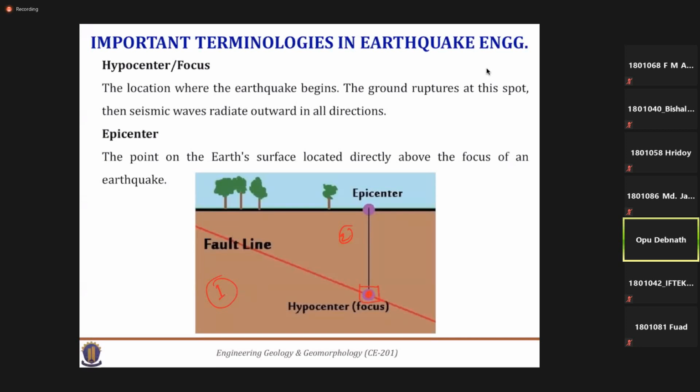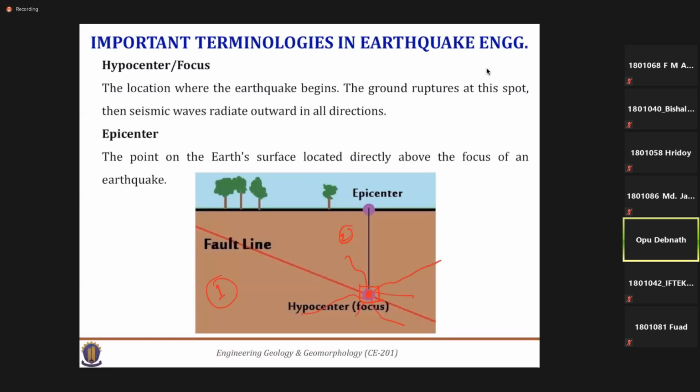At the point where the energy is released, that means stored elastic energy is released, this point will be known as the focus of the earthquake. That means the hypocenter. From this point the earthquake waves will be generated and radiate outward in all directions. So this is the hypocenter or focus.